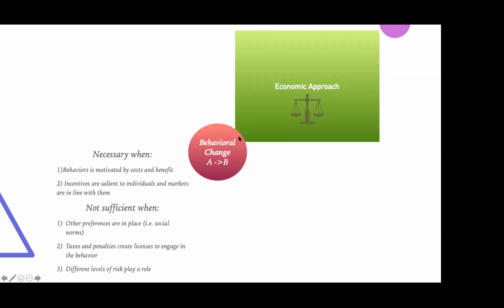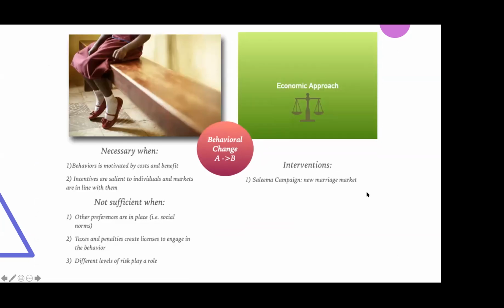Another situation in which the economic approach is not sufficient is when there are different risks playing a concurrent responsibility in the behavior, and this is what happened again in FGM. So here we have the intervention of the Salima campaign of Tostan. You have a link in the reference. What happened with Tostan was the following. They realized that FGM was instrumentally important for the marriage market.